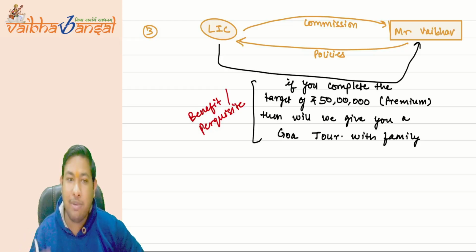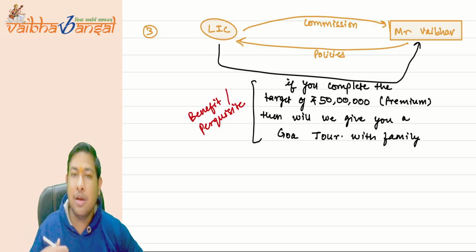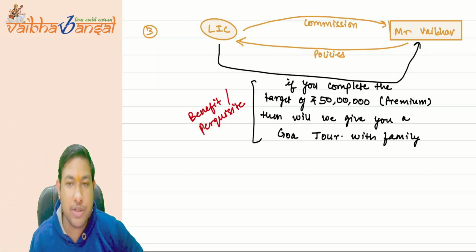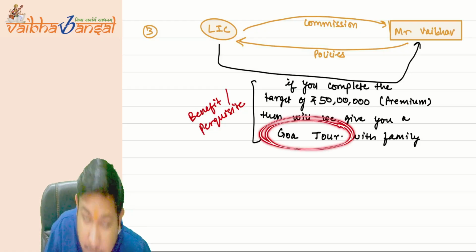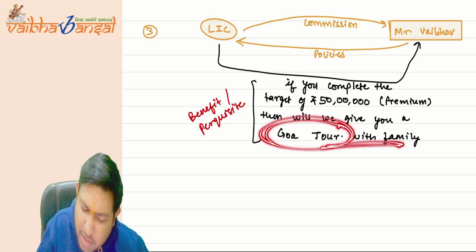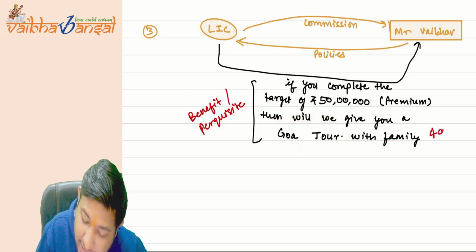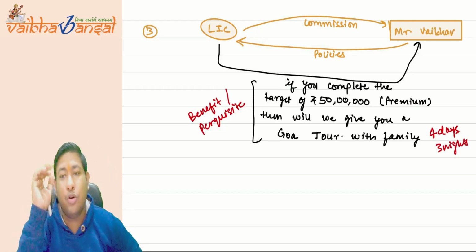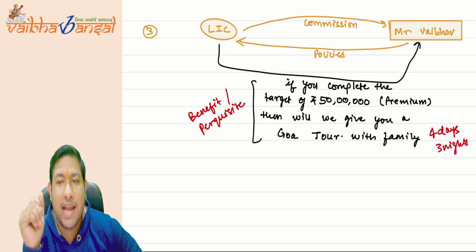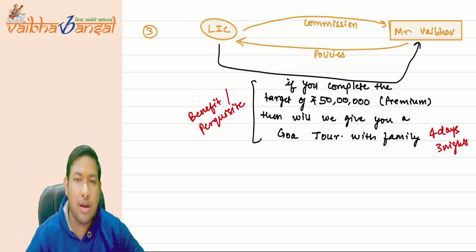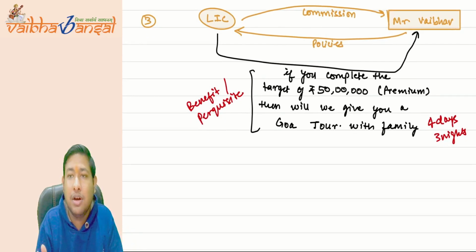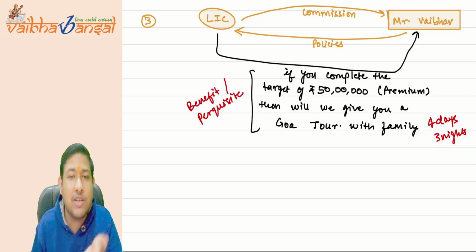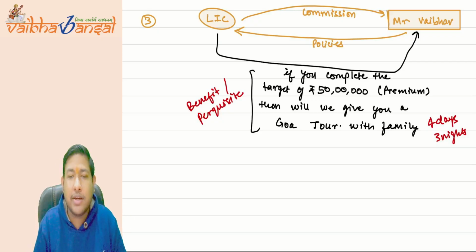But there is a problem. Mr. Weber is saying, "I have completed the 50 lakh rupees target, and now the life insurance is giving me the Goa tour with family, suppose of 4 days and 3 nights. Good. But how will I calculate it? What is the value of that perquisite? What is the value of that benefit? How can I calculate it?"